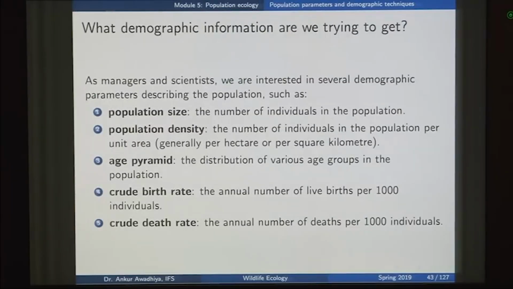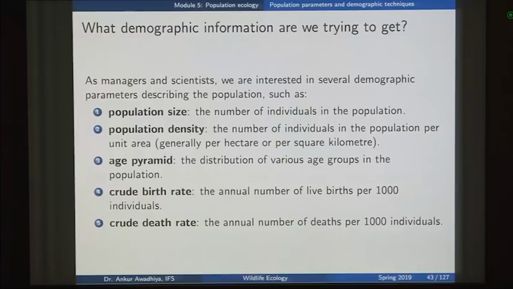Now apart from population size and density, we are also interested in knowing the age pyramid. Age pyramid is the distribution of various age groups in the population. Is your population young? Does it have more adult individuals? Does it have more old individuals? Is what we are asking here.